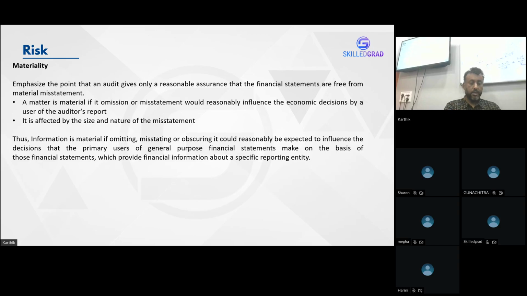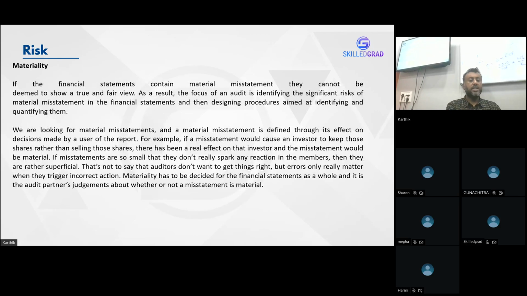So if the financial statements contain material misstatement, obviously if they have a lot of issues in them, then the auditor cannot say they represent a true and fair view. As a result, the focus of the audit is on identifying the risk of material misstatement, then designing procedures for identifying them and quantifying how material they are. So we are looking for material misstatement, and material misstatement is defined through its effect.